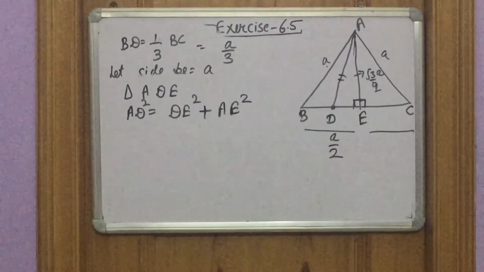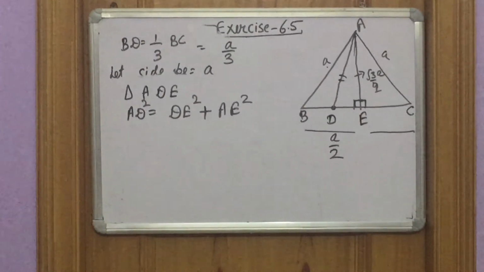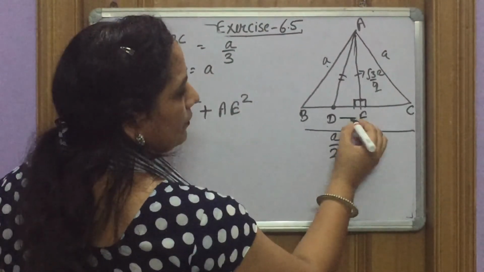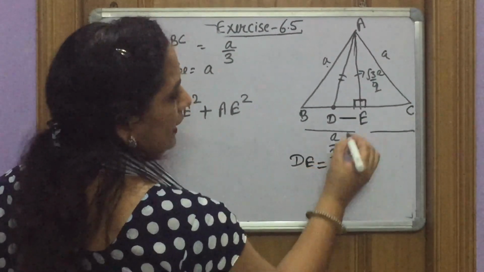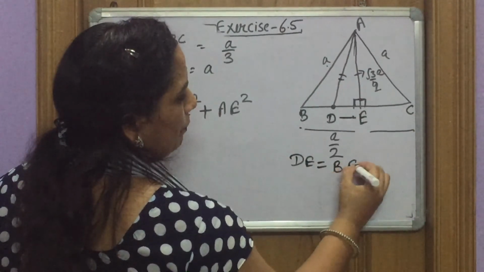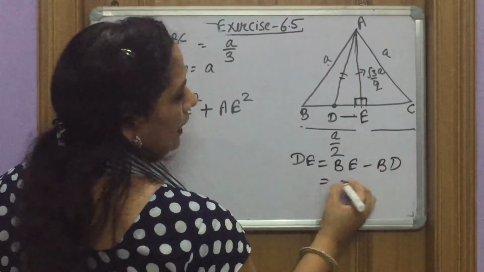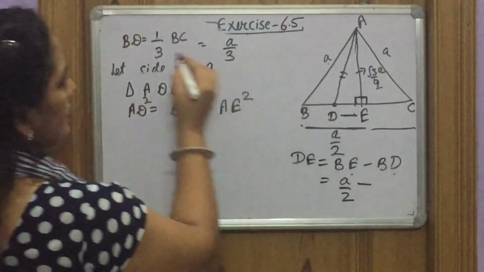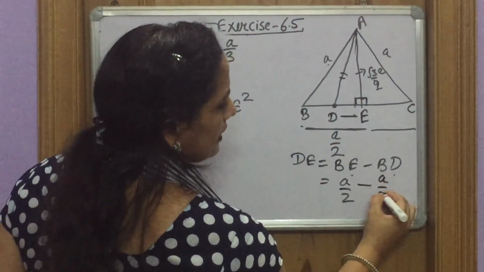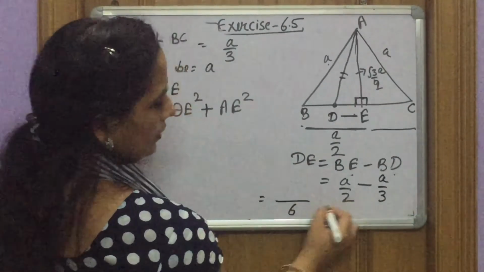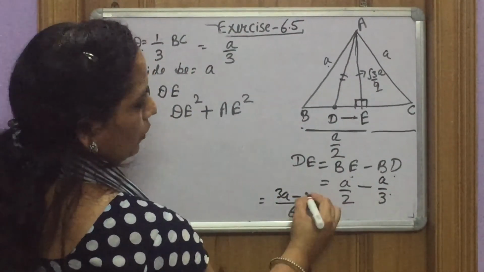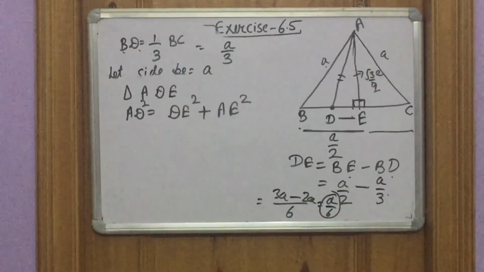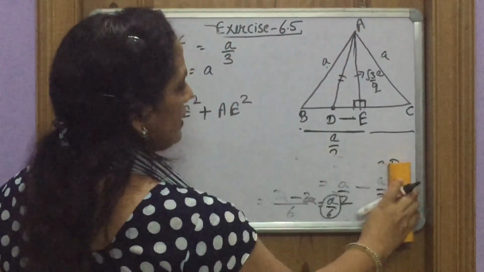Now put the values which we have in this question. DE is not given. We can easily find out DE because DE is equal to BE minus BD, and BE is a by 2 and BD is a by 3. Just take the LCM, 6. 3a minus 2a. So it will be equal to a by 6. So the value of DE is a by 6.